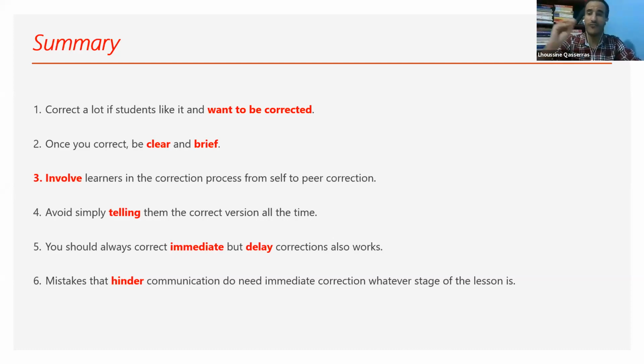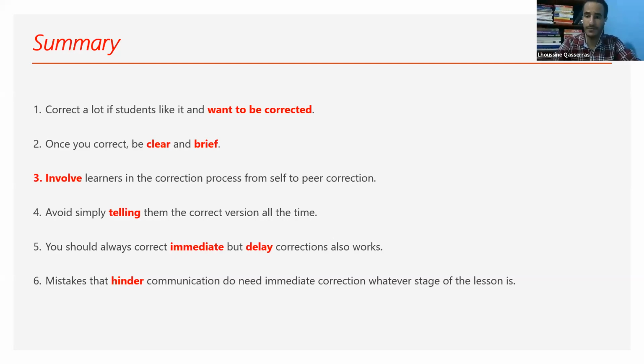Number four, avoid simply telling them the correct answer all the time. Novice teachers, this is what they do in their first, second, third year of teaching. They correct on the spot. They correct immediately. Here I'm talking to novice teachers. Avoid simply telling them the correction. You will make them passive learners. We need to encourage autonomous learners, autonomous learning. We need them to depend on themselves. Comfort zone, outside the box. Once they go outside the classroom, they have to depend on themselves.